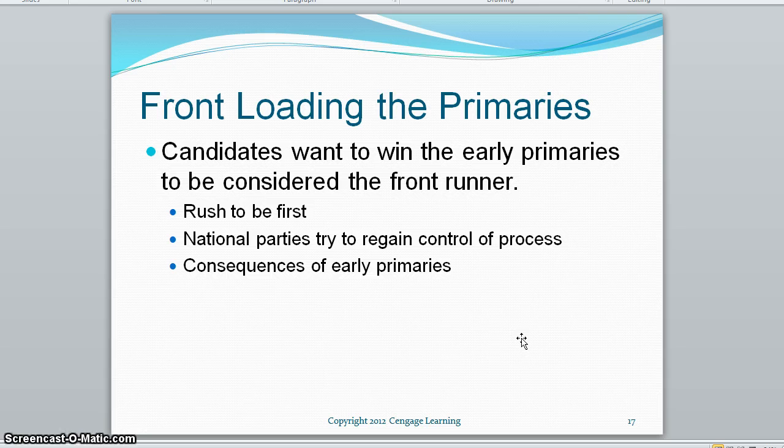same day. To prevent campaigns from starting earlier and earlier, both parties prohibited states from holding primaries or caucuses before February 5th, 2008. But Florida and Michigan ignored that rule, so the parties had to decide whether the state's delegations would be penalized at the national convention. But in 2008, so many states ran their races on February 5th that instead of getting more attention, they got less.